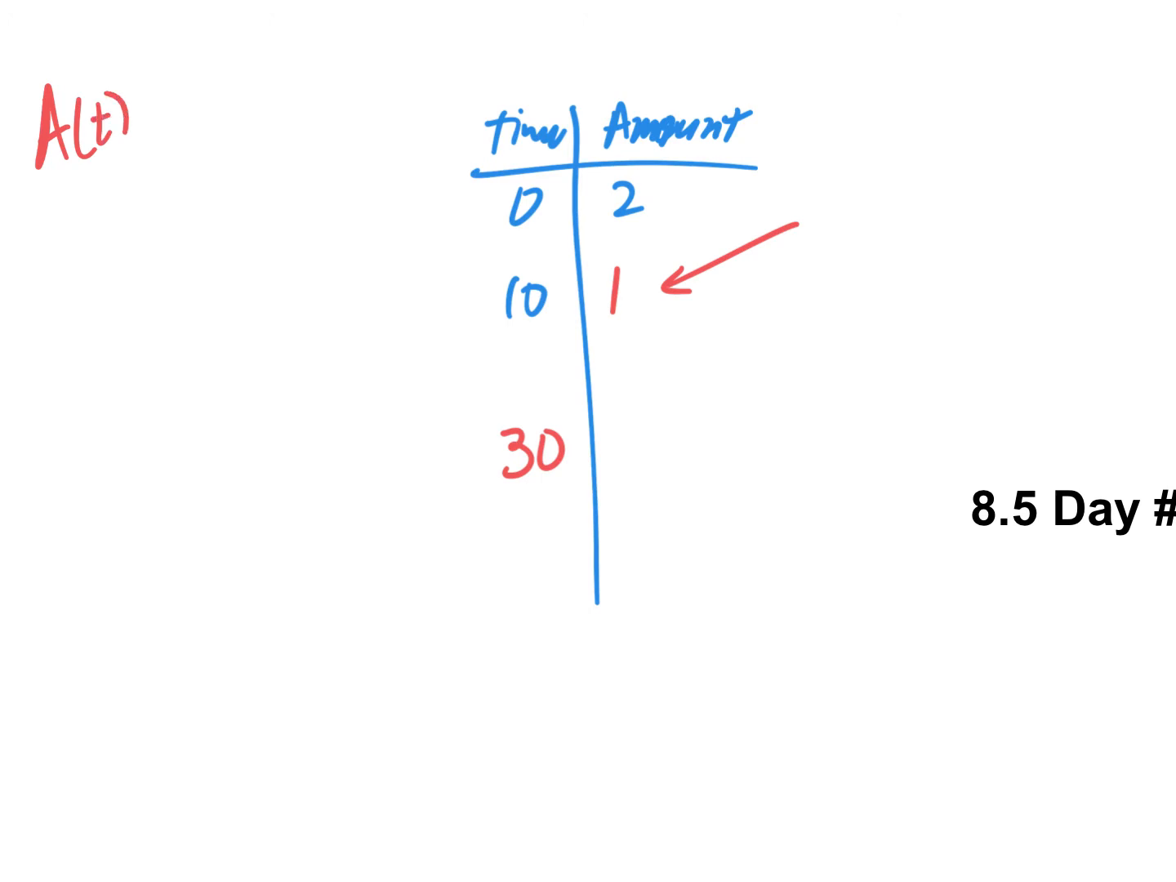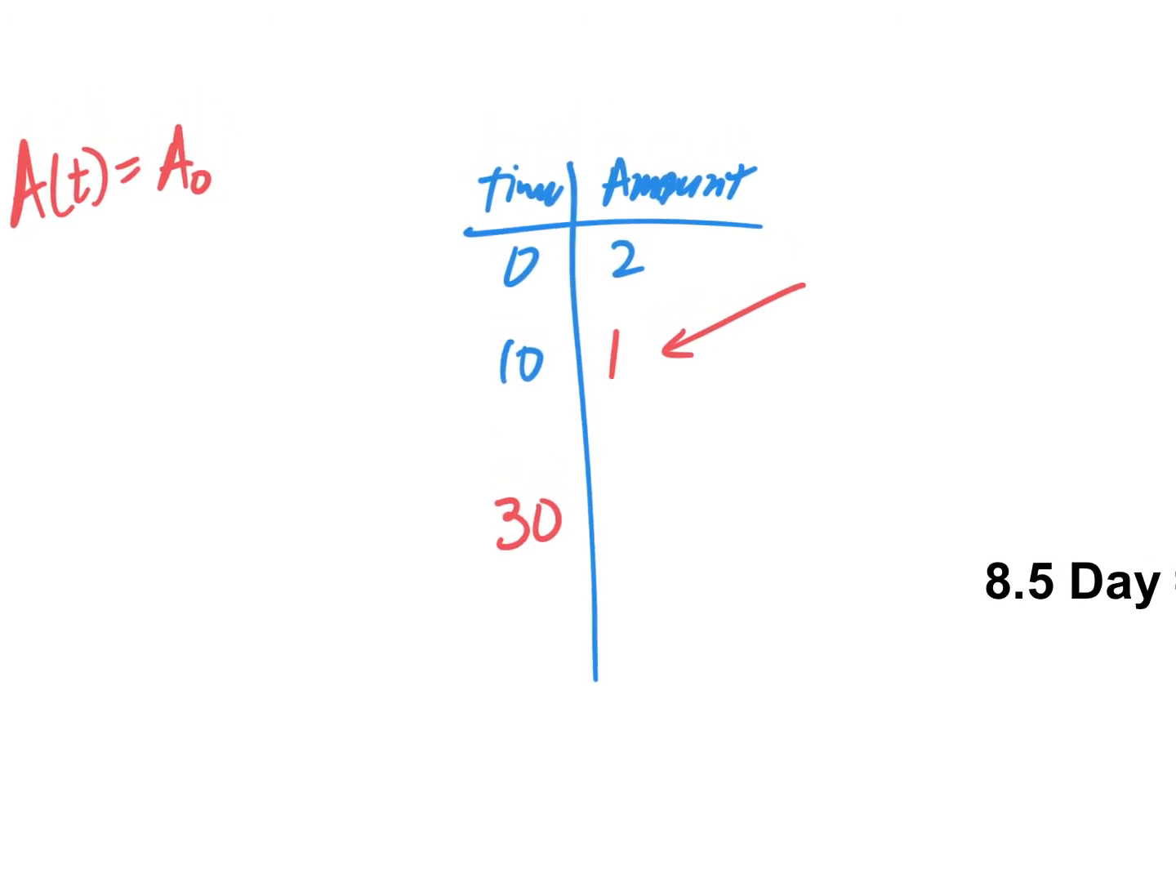A of t would be A sub 0 times, who can finish the formula? You got it probably by now. And the rest of the formula would be, say it. E to the k t. Good. Go ahead and use that formula. Figure out the answer.